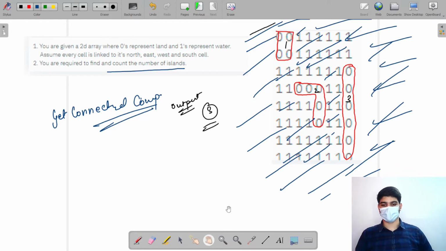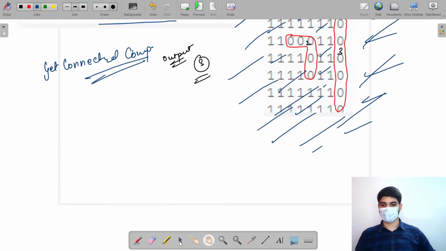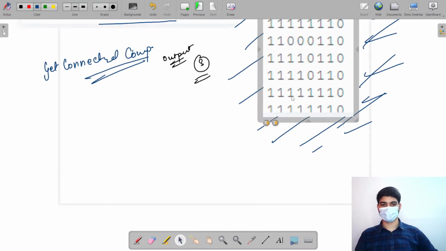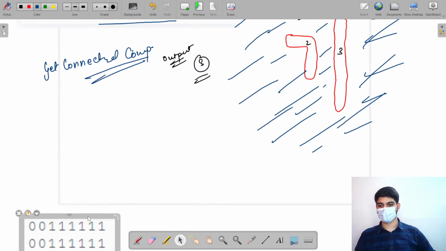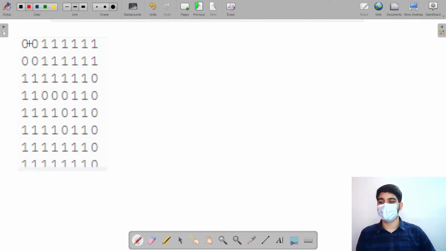Moving on to the solution of this question. We have this particular matrix as input. If I get to a 0, I can travel in 4 directions: north, east, south, and west. If I travel from this 0, I can get to this 0. From this 0, I can get to this 0. Because I cannot go to water.